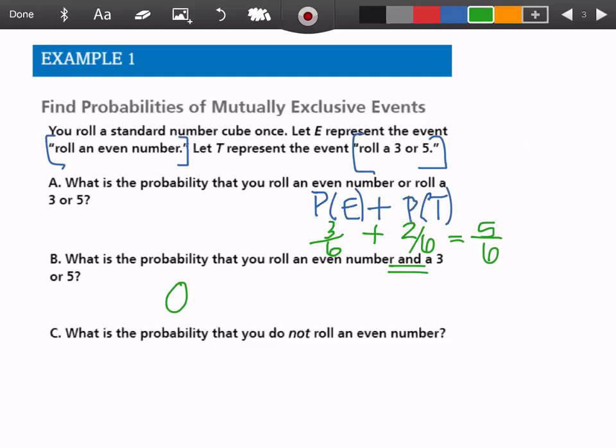What is the probability that you do not roll an even number? Well, if you don't roll an even number, you're going to roll an odd number. So the probability that you roll an odd number: there are 3 odd numbers on a standard die, 1, 3, and 5. So that's going to be 3 out of 6 possible numbers. So our probability is 3/6.